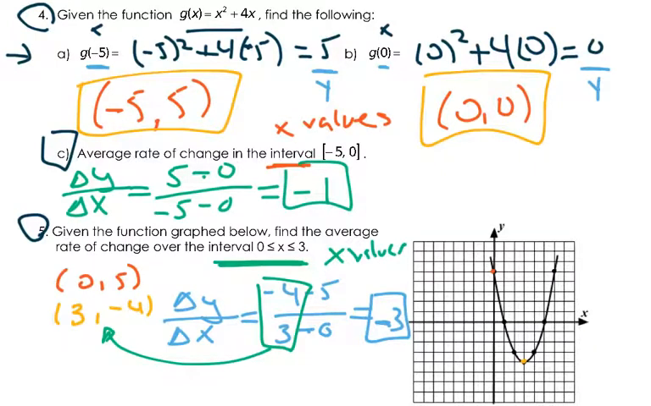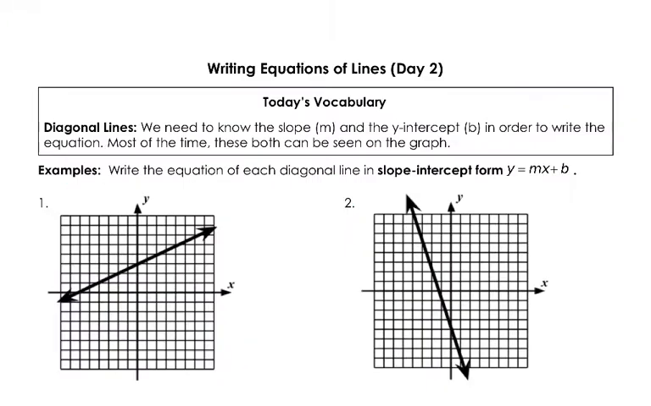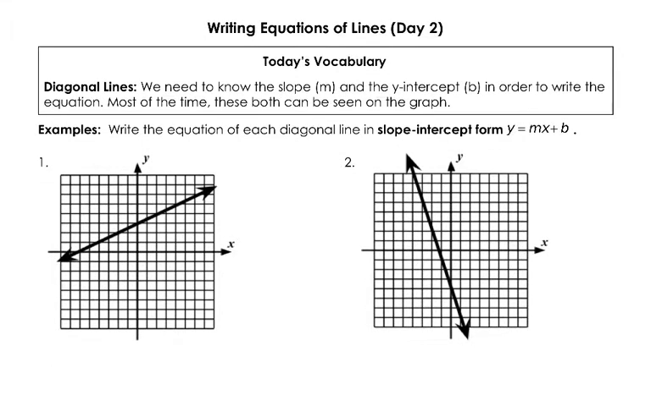All right, so I'm going to move on to today's lesson. Today's lesson is on writing equations of lines. First, we're going to be looking at diagonal lines. For diagonal lines, we need to know the slope and the y-intercept in order to write the equation. Remember, the equation will be in slope-intercept form, which is y equals mx plus b.